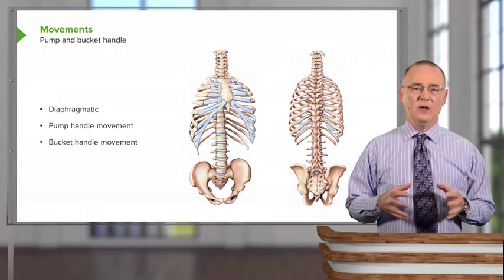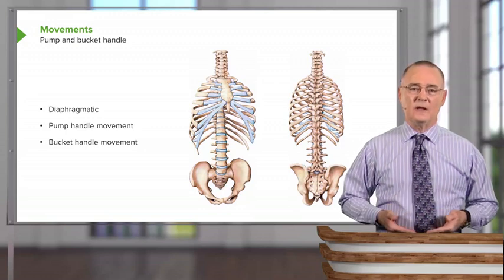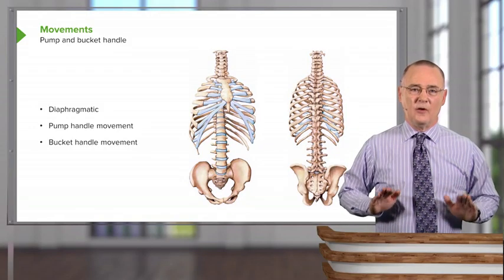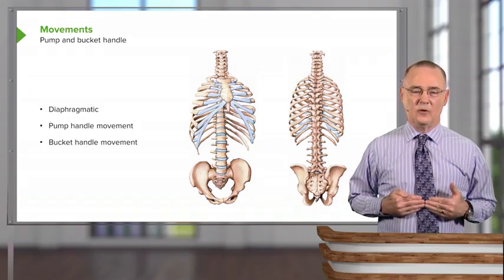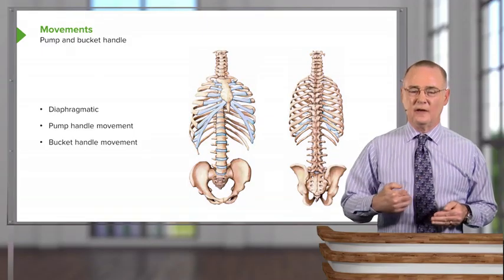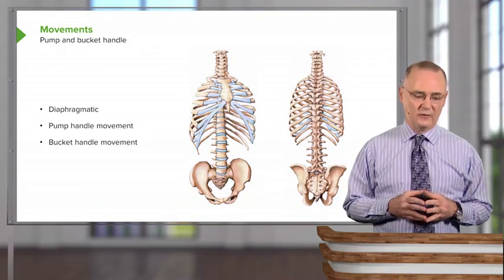For expiration, you want to decrease your thoracic volume collectively. So the diaphragm relaxes, moves upwards, decreasing the vertical dimension. The ribs fall down and toward the back, thereby decreasing the transverse as well as the AP, anterior to posterior dimensions.